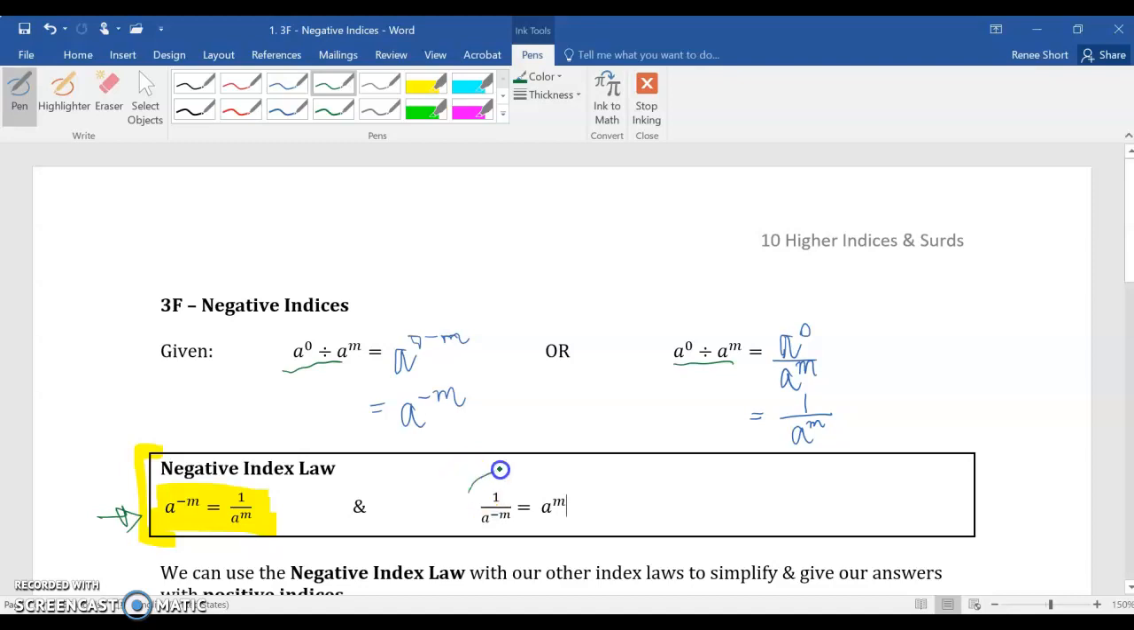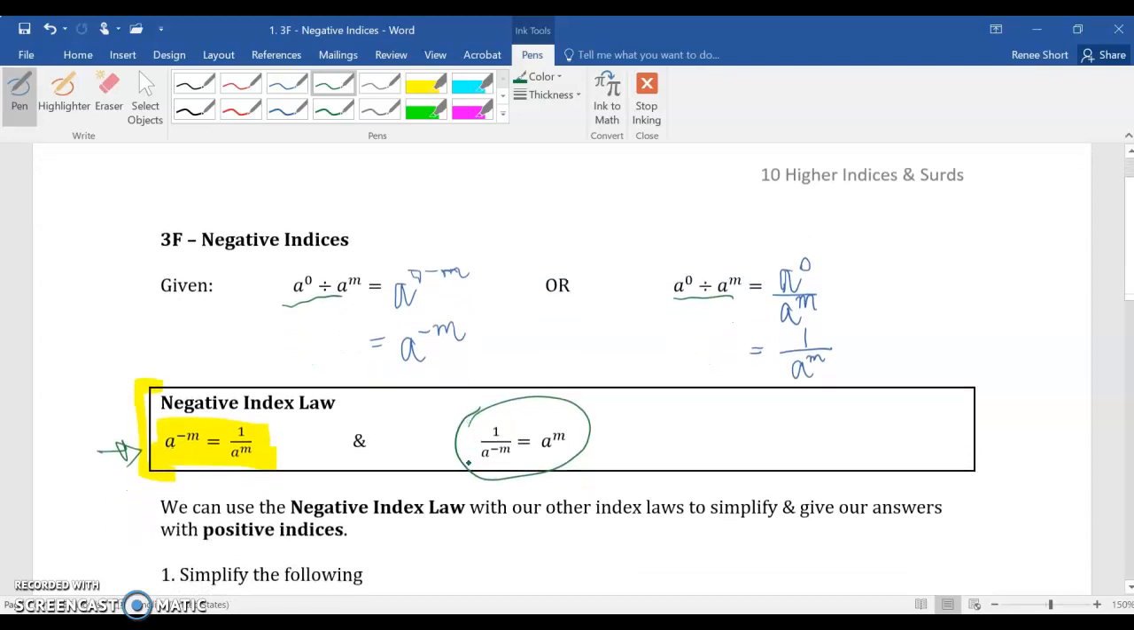Conversely, we have this alternate form of the law here. And what this does is it tells us that 1 over a to the power of negative m is equal to a to the power of m. So if we have a fraction where the negative index is on the denominator, or the bottom of the fraction, we can rewrite that index with a positive index and make it the numerator, or the top of the fraction, as well. Now, what's the whole point of us knowing this?